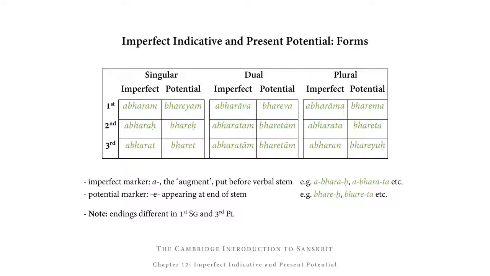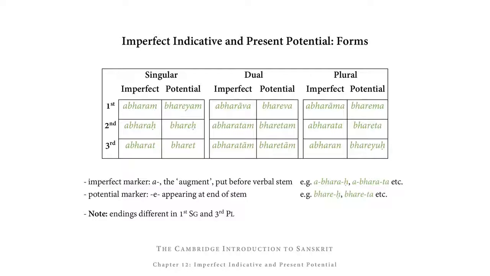Let's look at the potential singular. Here we have pareyam, pareḥ, paret. Let's ignore the first singular for the time being, we'll come back to that, and let's look at pareḥ and paret. What we have here is no a, no past tense marker, because this is not a past tense. And then we have pare. This is our stem, para, same stem as in the present tense, again. But instead of a final a, we have a final e.